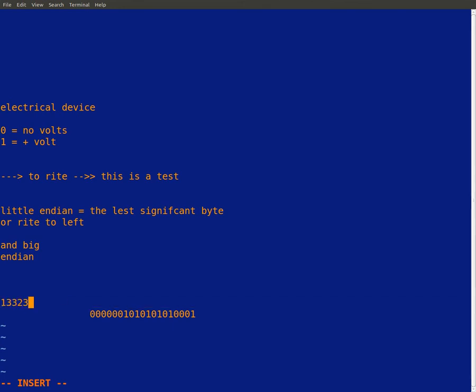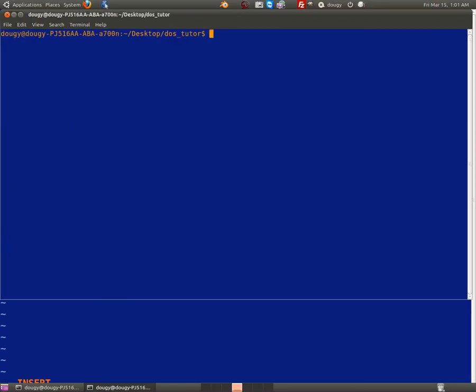Now, why is endianness important? Because if you're going to read code, if you're going to look at machine code, or if you're going to look at things at such a low level, you need to know which way to read these things. Okay? And I'll give you a perfect example now. Hex dump C this dot show.